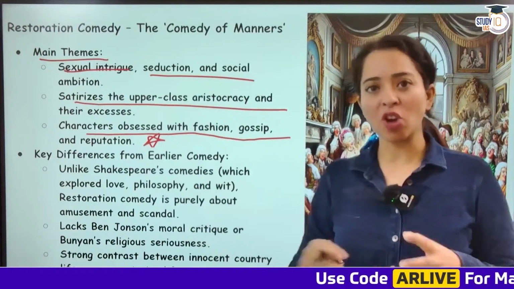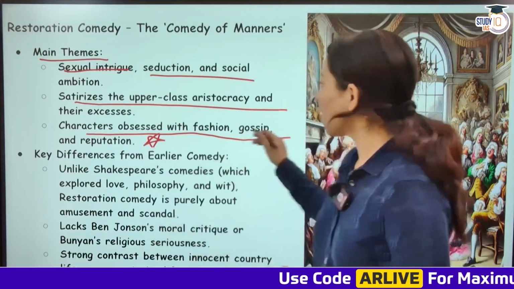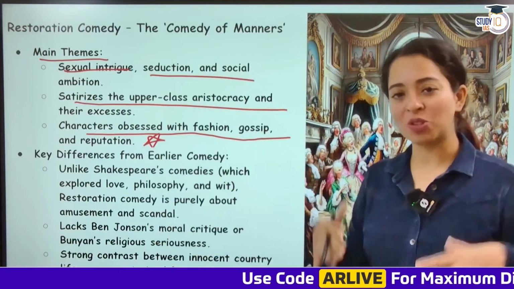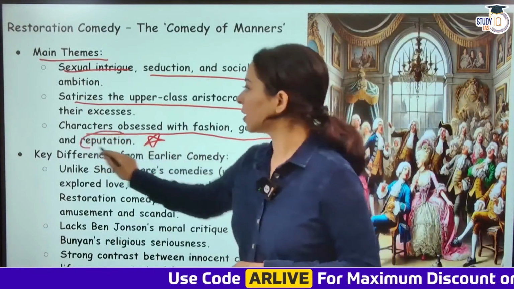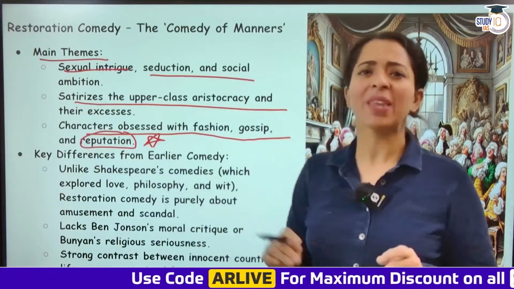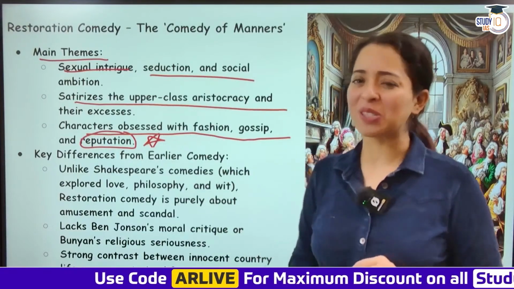Now this is something that sums up the entire Restoration comedy of manners, that over here the characters were all about gossip, what is going on in someone's life, fashion, okay, how they used to dress up in that manner, that everything was all about fashion, and reputation, that someone's reputation should not get spoiled, okay. Sounds very similar to our society also, is it?